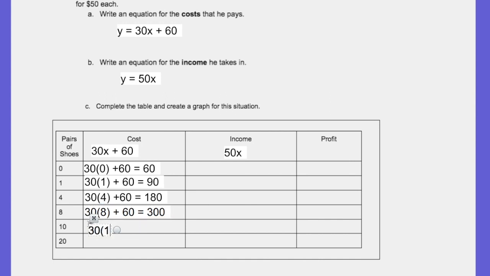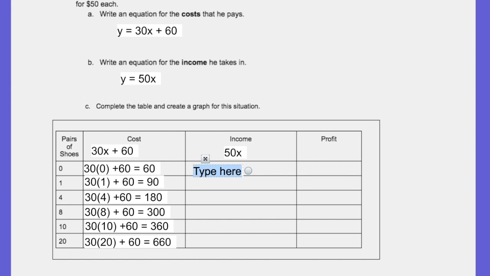And I'm going to continue just to show the work here, just so it's an exemplar problem for you. So for this one, we got $360 that he spends. And when we get to 20 pairs of shoes, that means that he's going to spend $660.